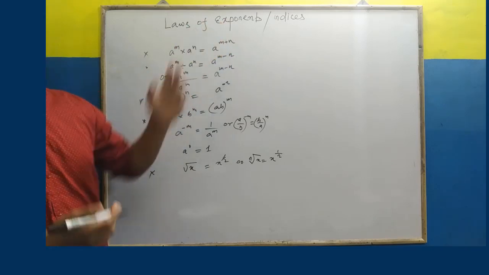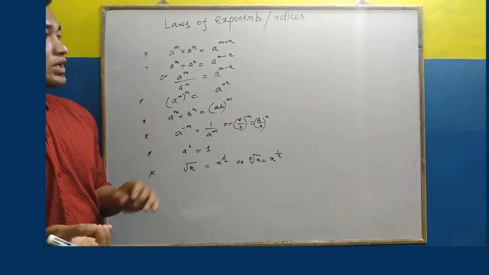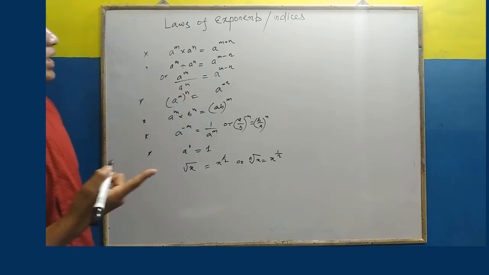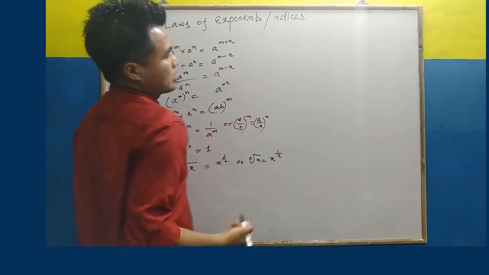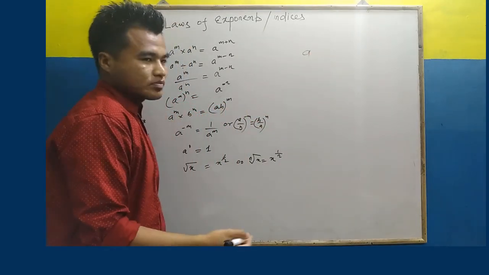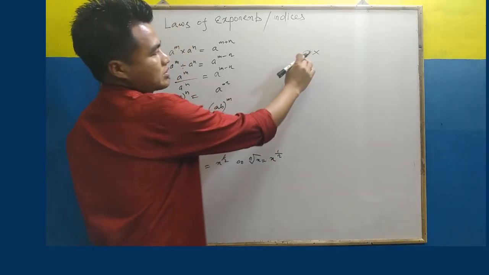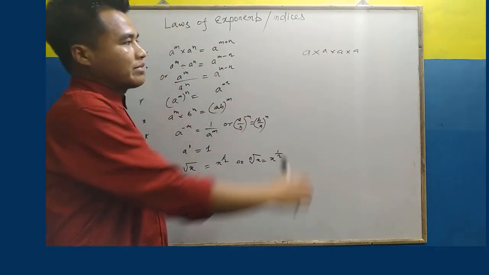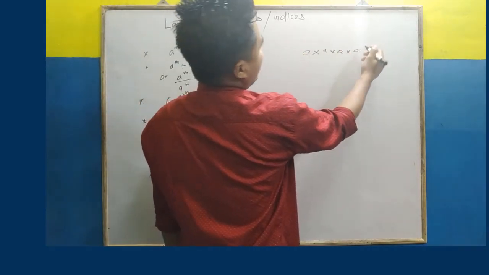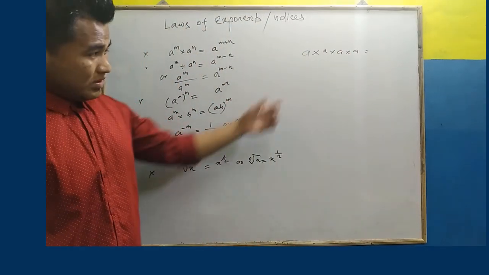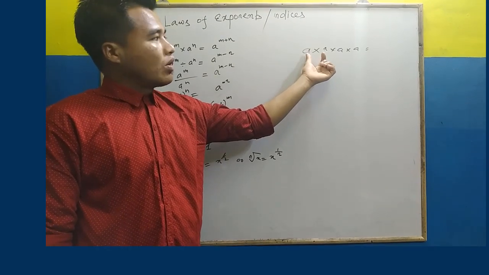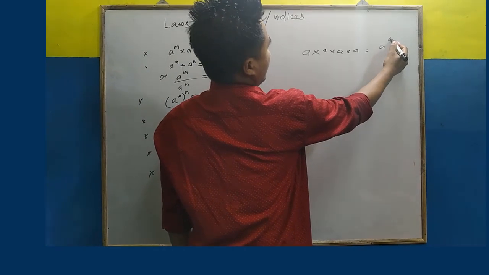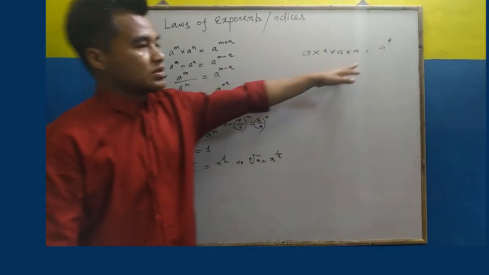Okay, what do you mean by exponent or indices? Let's have a quick revision. For example, let me take any real number, let me say a. Let me multiply a into a into a into a. How many times did I multiply this one? 1, 2, 3, 4. So this a multiplied four times can be written as a raised to the power 4. I can write like this, isn't it?